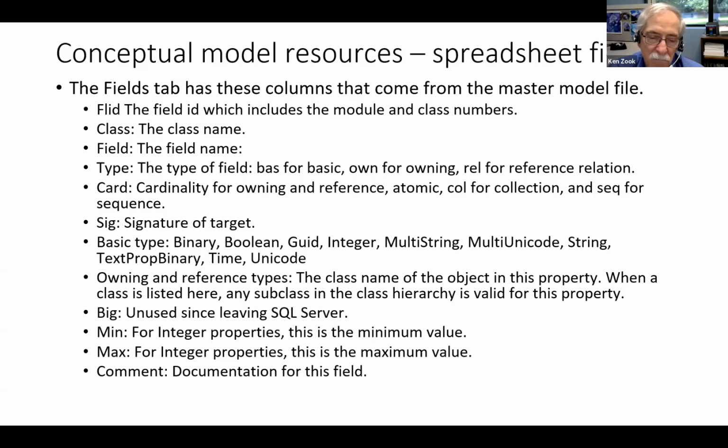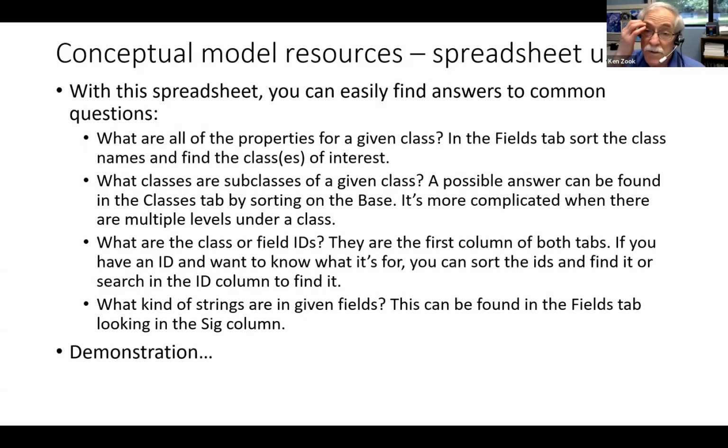Big is in the model, but it's no longer used. Min and max are for integer values, properties, and give you the minimum or maximum values that we allow for that integer property. And then a comment. And with this spreadsheet, you can find answers to quite a few questions. Rather than reading that, I'm going to just go ahead and jump over to the spreadsheet now and let you get a feel for that.